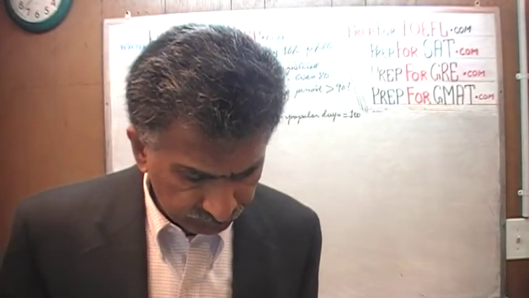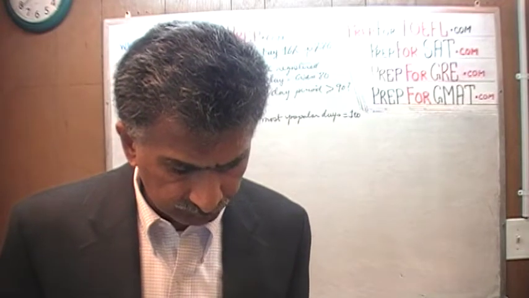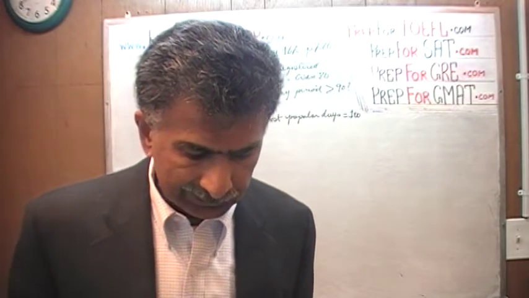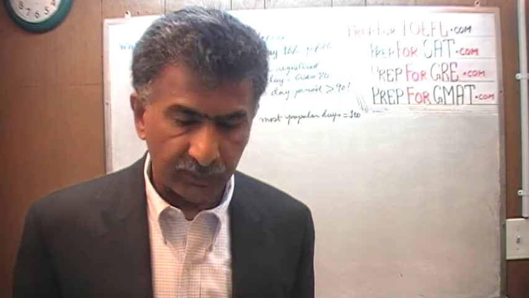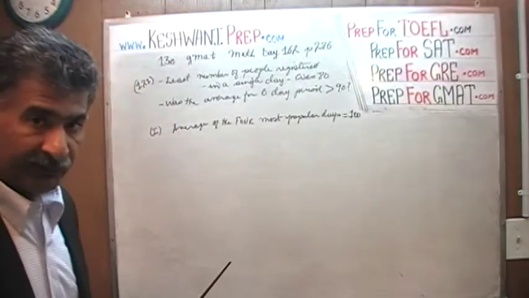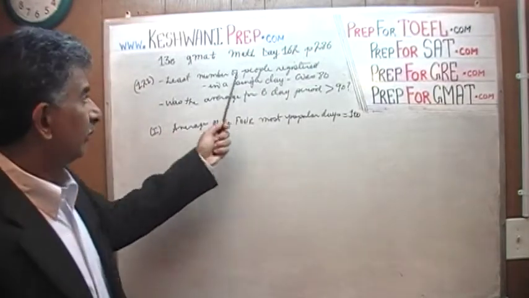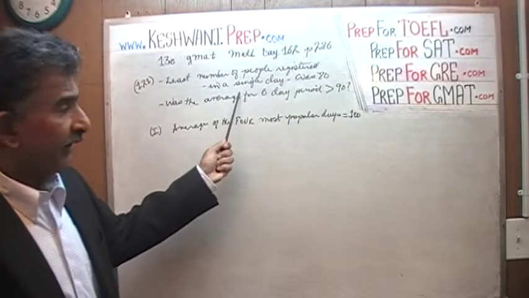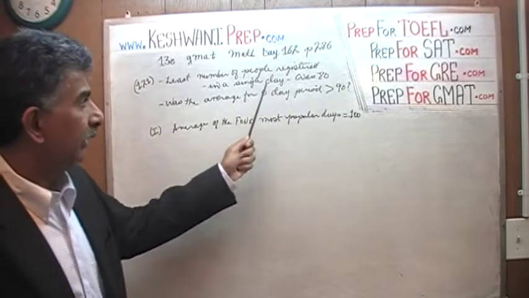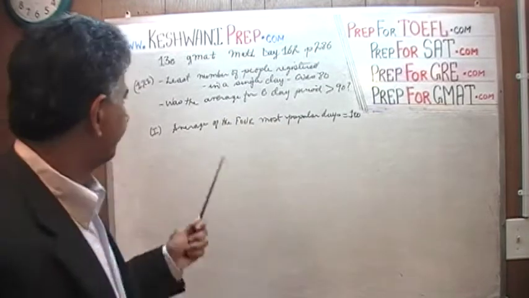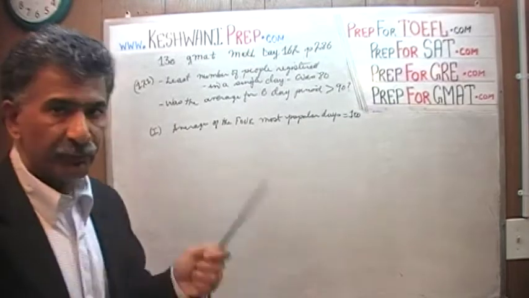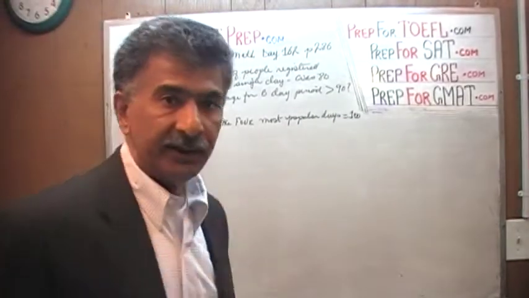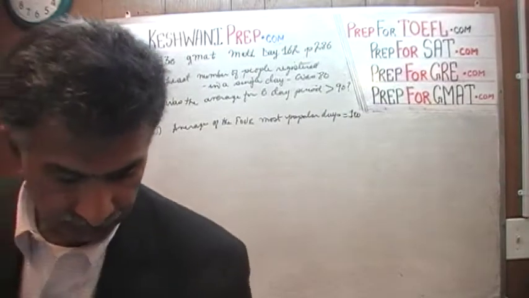It says, during a six-day local trade show, the least number of people registered on any given single day was 80. The question simply is, is the average for the 6-day period more than 90? That's all they're asking for. Let's see what they tell us.